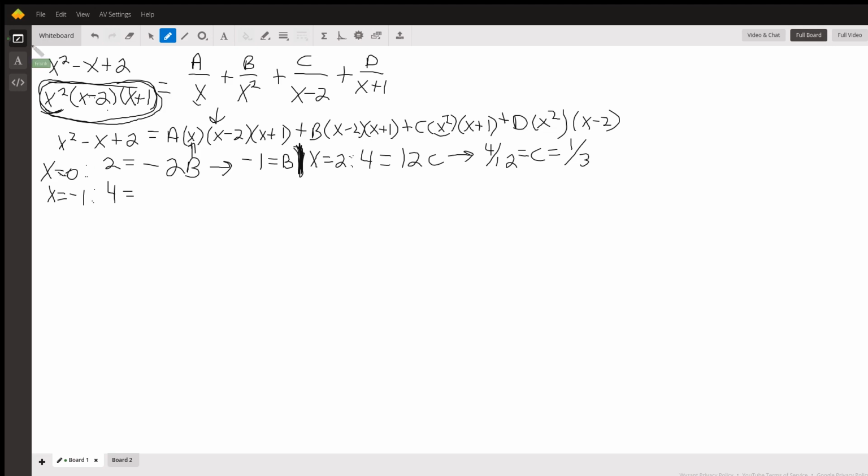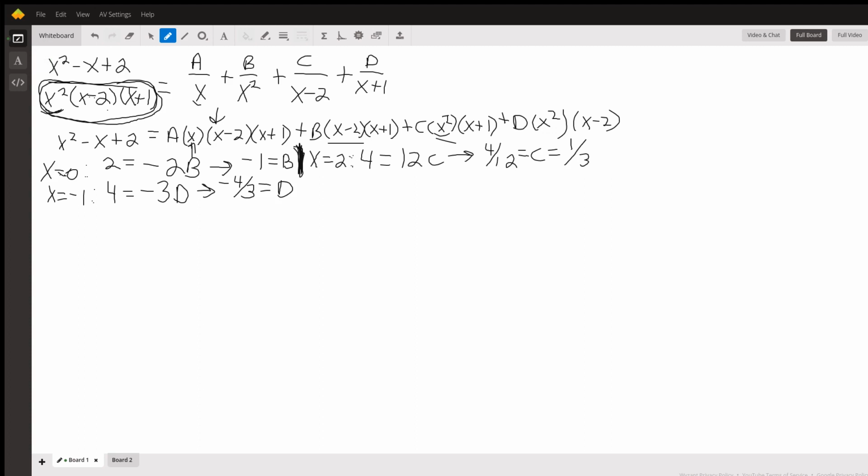Anything that has x plus 1 goes away. The a goes away. The b goes away. They both have x plus 1. The c goes away. The d, negative 1 squared is 1. Negative 1 minus 2 is negative 3. Negative 3 times 1 is negative 3. So 4 equals negative 3d. And therefore, divide both sides by negative 3. Negative 4/3 equals d, as in David.